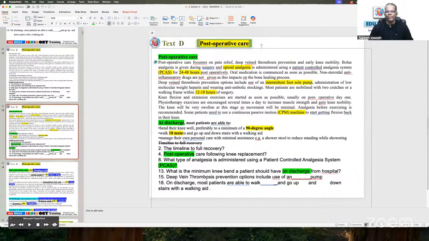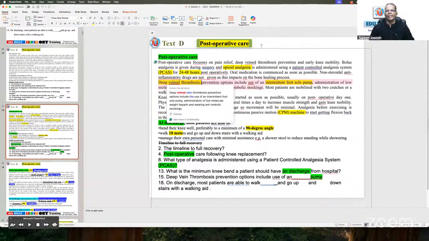Then, deep vein thrombosis prevention options include use of a dash pump. That means the name of a device, right? The name of a device. You have it here. Deep vein thrombosis: again, we did not highlight this. We should have done it. DVT is the name of a disease condition, so that's a clue to the answer. If we missed it, we should have done it.